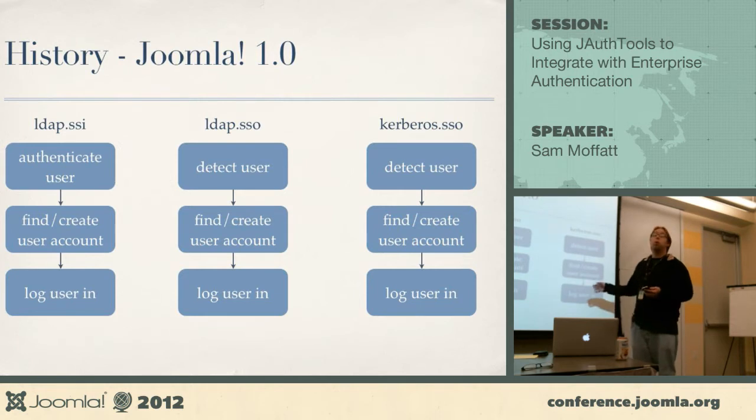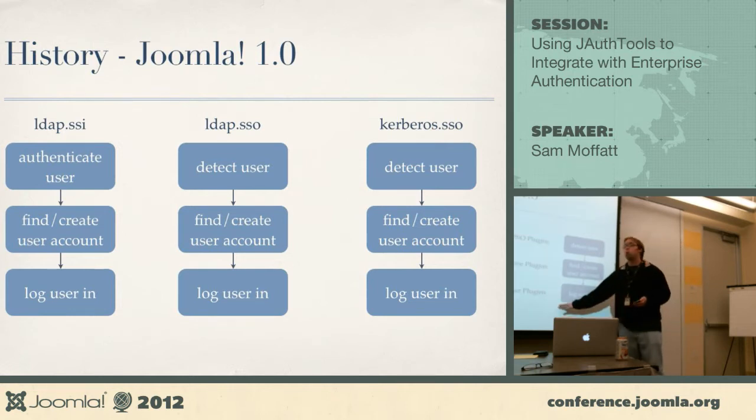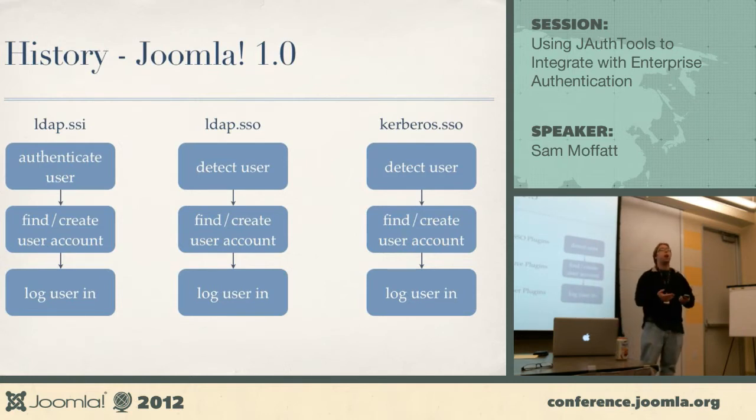Now, part of this was because in 1.0, we didn't have a way of easily reusing code. And with 1.5, what we had was the ability to make use of the Joomla user plugins. So we could now call the Joomla user plugins and say, log me in. And we could trigger an event off, and it would log the user in. So that just left the other two tiers of the tree to look after.